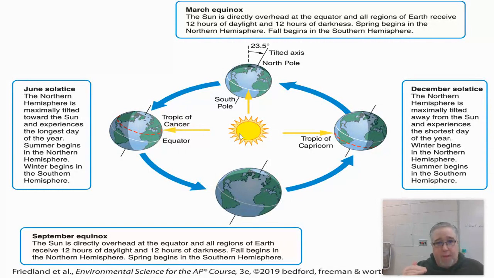Now, because it's directly over the equator, that means that the northern hemisphere and the southern hemisphere are receiving equal amounts of daily sunlight. So it doesn't really matter where you're at. If you're in the northern hemisphere or the southern hemisphere, you're going to receive 12 hours of light, 12 hours of darkness. All right, that's all because, again, the sun is directly over the equator.